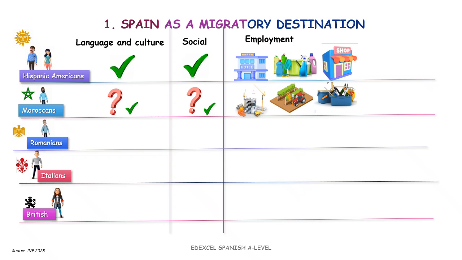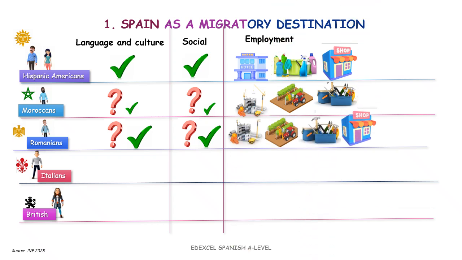For Romanians, language can be an initial barrier, but cultural and European proximity helps a lot. Socially, they tend to integrate gradually, and once again, the second generation that goes through the Spanish school system adapts very well. When it comes to employment, many work in construction, agriculture, and services, and some go on to start their own businesses.